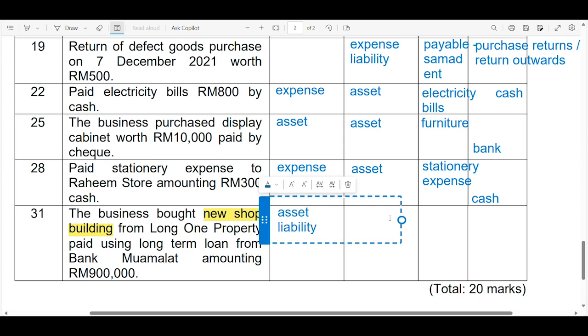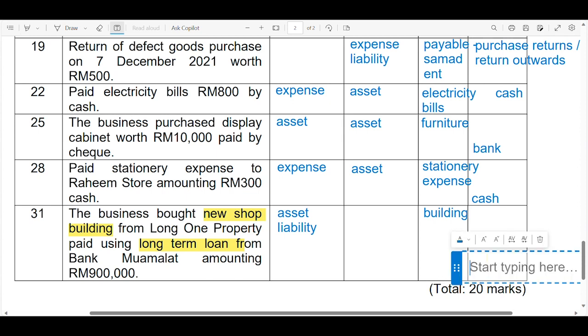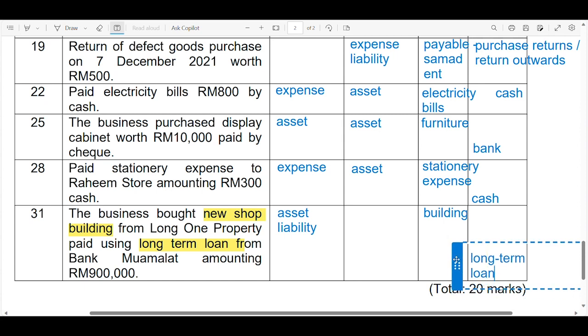Increase in asset, you debit asset account, you debit building. Increase in liability due to long-term loan here, so you credit liability account, and the name of the liability account is long-term loan. Alright, so that's all for our discussion of May 2022.